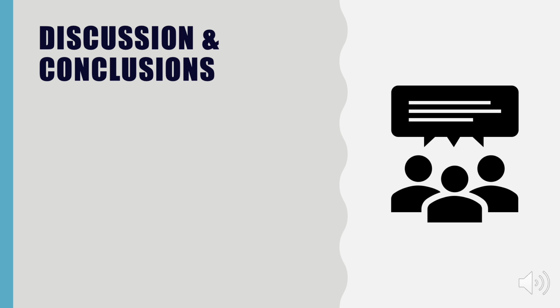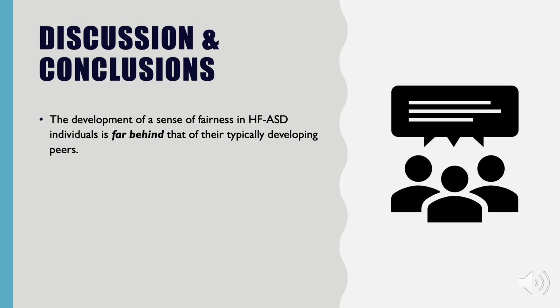How did the researchers interpret this data? One of the main things that they talked about was that the results show us that the development of a sense of fairness in high-functioning autism spectrum disorder individuals is far behind that of their typically developing peers. So we said earlier that fairness is something that is a part of normal development, and with autism spectrum disorder and the other complications that accompany it, one of those things is this pro-social developmental quality of fairness.